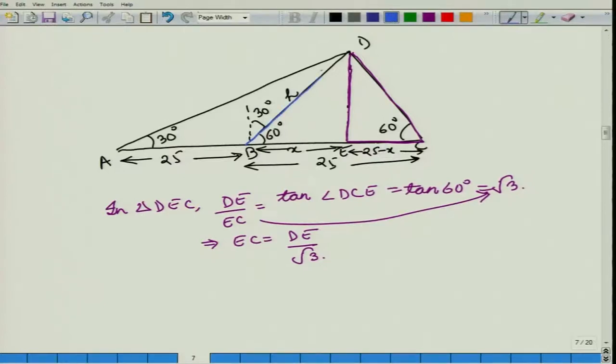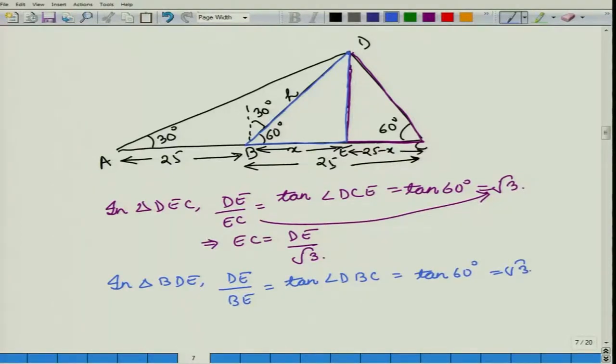Let us consider this triangle BDE. So here, in triangle BDE, we have DE upon BE, which is again the perpendicular upon the base, is equal to tan of angle DBC, which is tan 60 degrees, root 3. So we get that BE is equal to DE upon root 3.